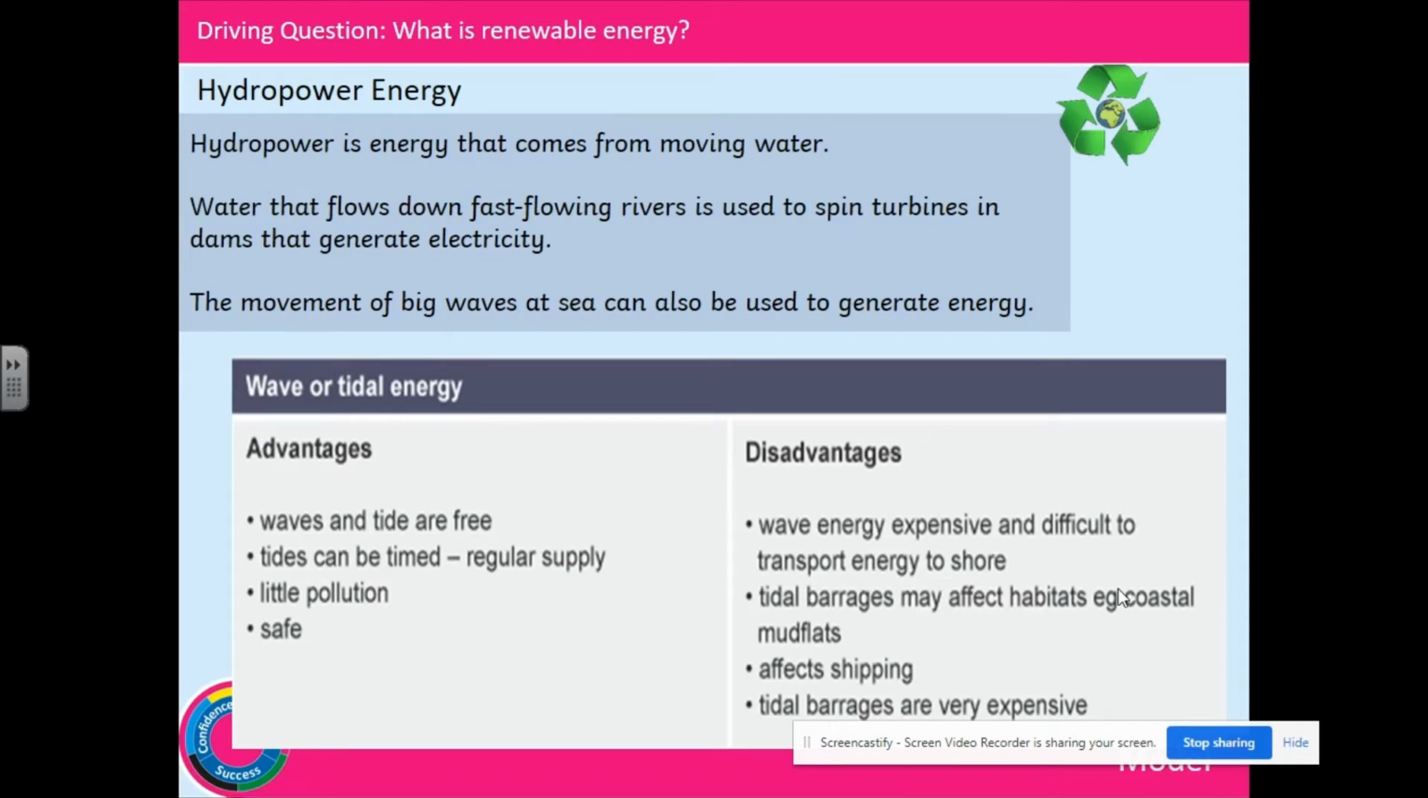Advantages are waves and tides are free. Tides can be timed regularly, provides little pollution, and it is very safe to use. The disadvantages. Wave energy is expensive and difficult to transport to shore. Tidal barriers may affect the habitats of animals, such as the coastal mudflats. It affects shipping, and tidal barrages are very expensive.